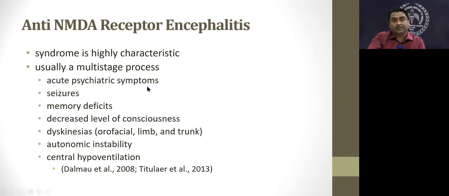Initially it presents with neuropsychiatric phenomena, later on manifests with generally neurological symptoms or signs like seizures, memory problems, decreased sensorium, abnormal movements or movement disorders, dyskinesias involving orofacial. Here, a typical one being orofacial dyskinesia, where there's a chewing type of movement or a lip smacking type of movement, which is seemingly continuous. Going on, some patients go on to have autonomic instability and some into central hypoventilation syndrome.